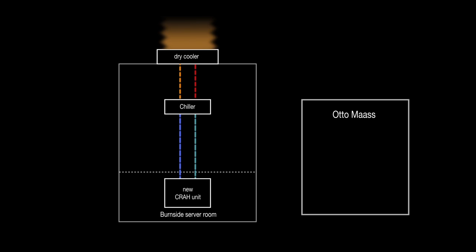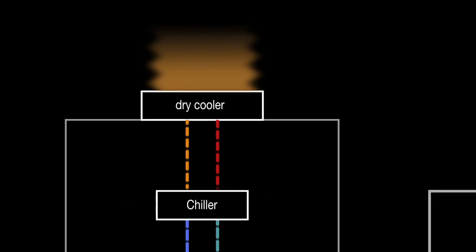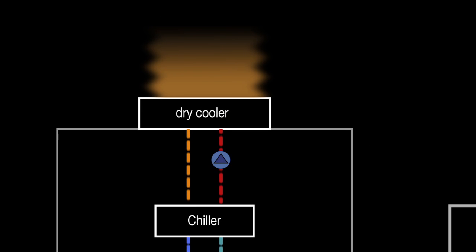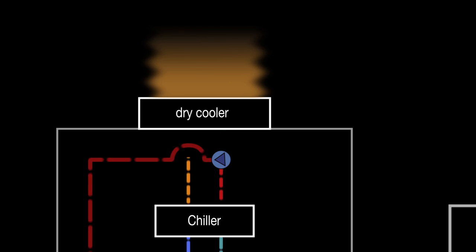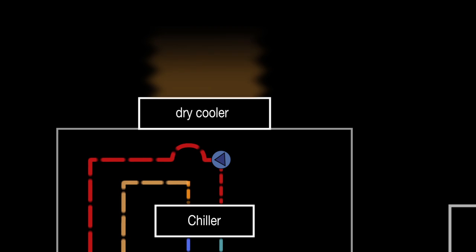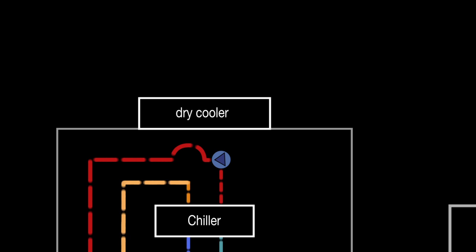So now we have a system that has been updated with more efficient technology, but how is the heat transferred to Otto Maass instead of releasing it into the atmosphere? Here's how. A valve is installed between the dry cooler and the chiller. Some, or even all of the cooling fluid, can be redirected, reducing or eliminating heat being transferred to the air.